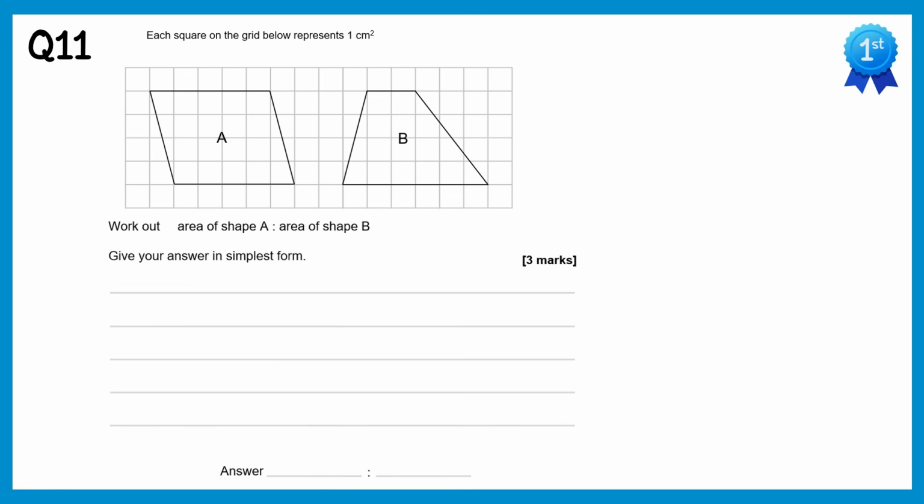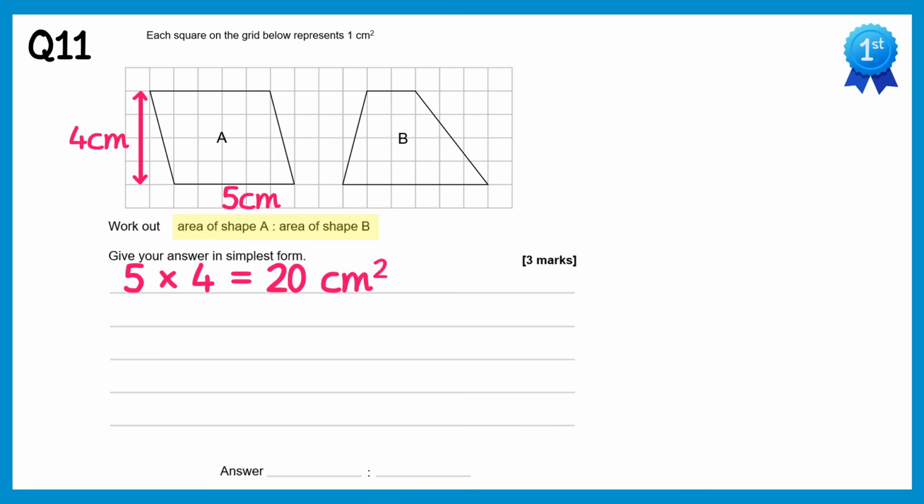For this question, we need to write a ratio, so the area of shape A to the area of shape B. Shape A is a parallelogram, so to find its area, we need its base and perpendicular height. So the base here is 5 squares across, so 5 centimeters, and the perpendicular height here, we can count that, that's 4 squares, so 4 centimeters. So all you do for a parallelogram is just times those together, so 5 times 4, which is 20.